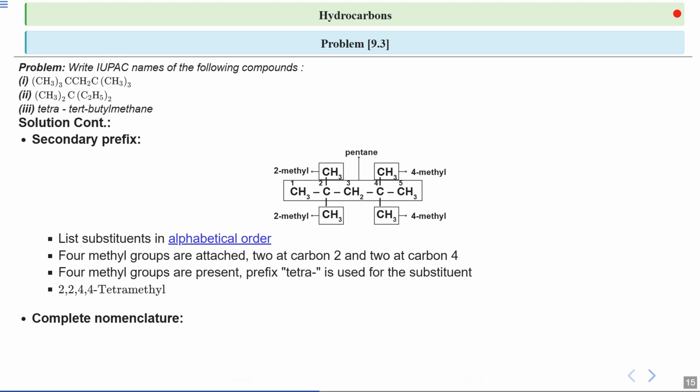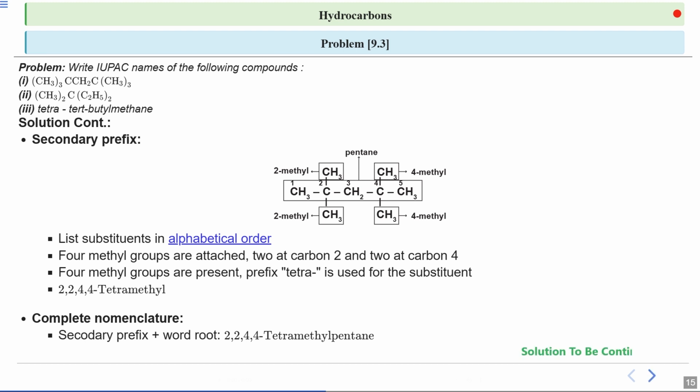We will now move on to the complete nomenclature. What can we say about the complete nomenclature? For the complete nomenclature, we will add the secondary prefix and the word root, which will be 2, 2, 4, 4 dash tetramethyl pentane. So the name fully describes the structure of the compound, including the position of the methyl groups and the length of the carbon chain. So we are done with the first compound. Moving on to the second.